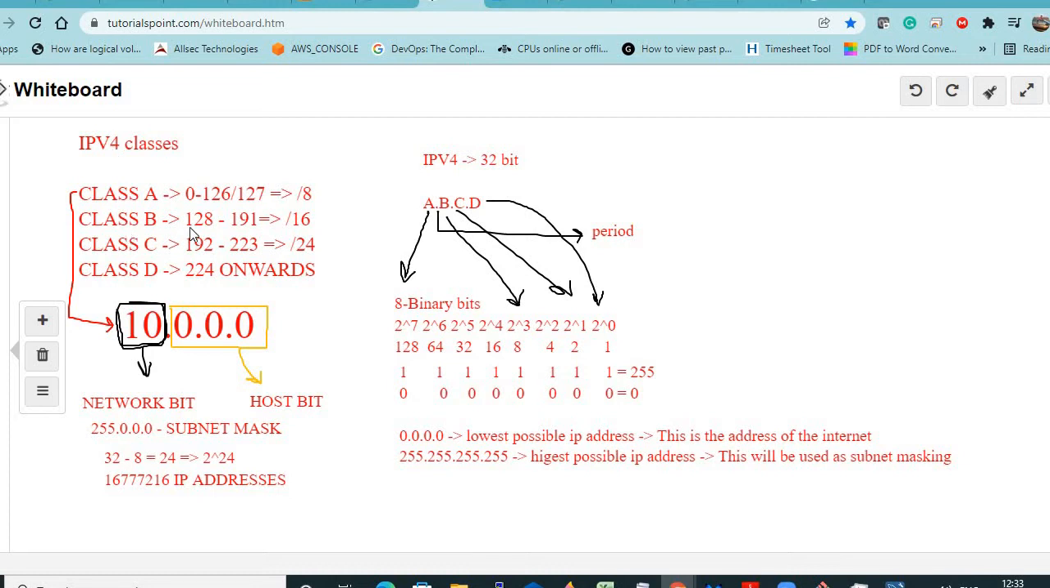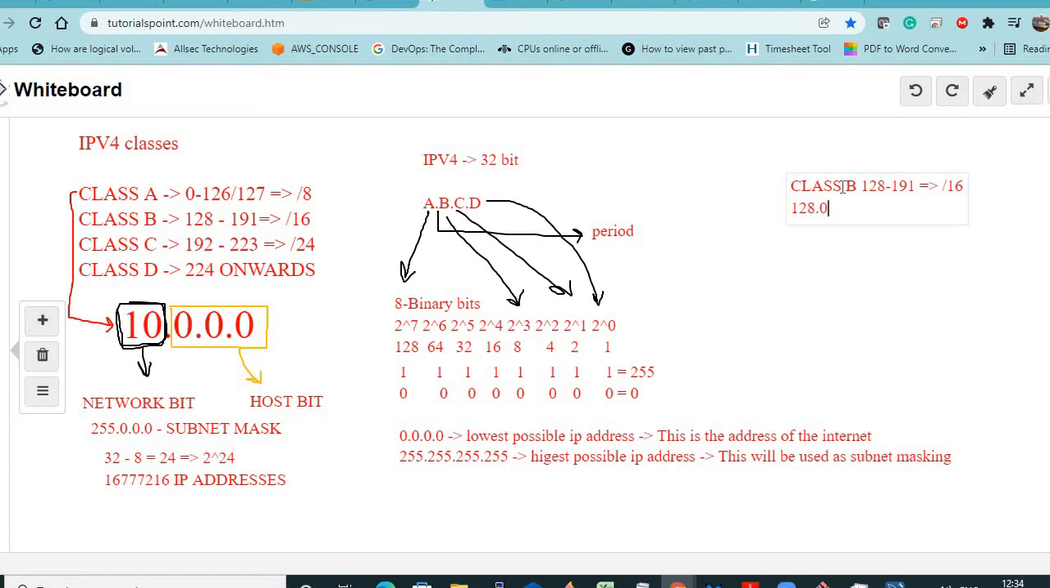Now coming to class B. I will explain class B here, on the right hand side. So class B, what rule did they make? 128 to 191. That is totally fine. And what's the CIDR range? /16 you must use. That means now let me write a class B address.